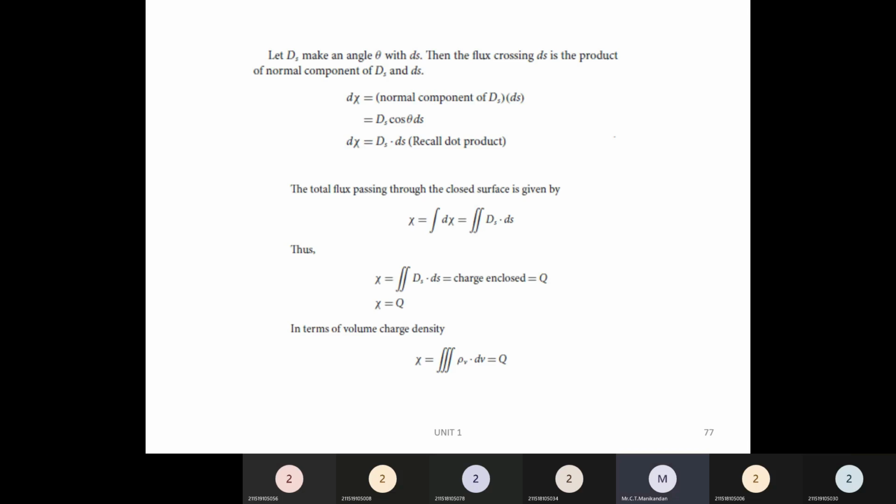From Gauss law, we can say that the flux, or charge, is equal to the surface integral of flux density D into dS, or the volume integral of volume charge density rho v into dv. These are the famous formulas that will be useful while solving problems. So by Gauss law, the surface integral of D dot dS, and the volume integral of rho v into dv, is equal to the charge. That is also another formula.